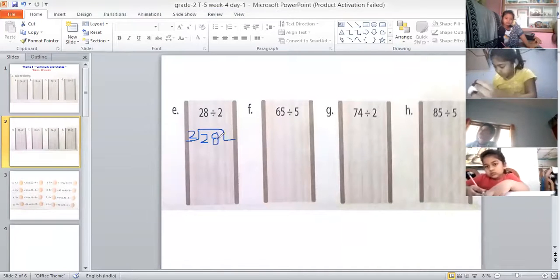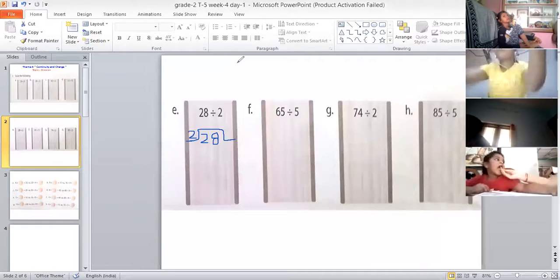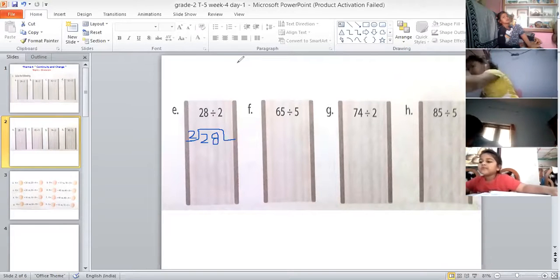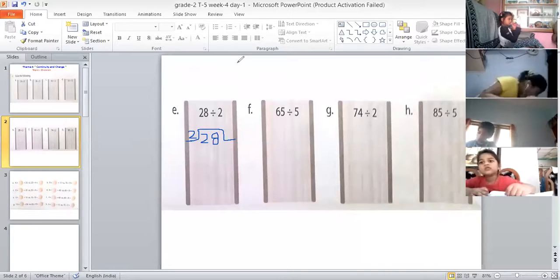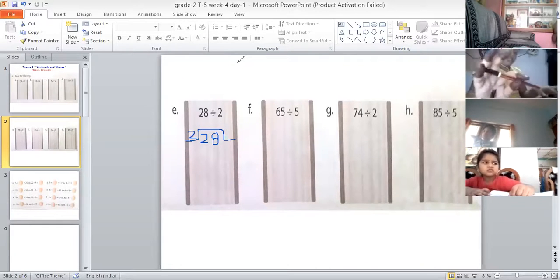Now Zed, tell me, we have 2 and 8 here. Will we take one digit at a time, that is 2, or will we take both the digits together? One digit at a time. Very good. We will not take 28 together. The reason is that here we have to compare the first digit with the outside number, and the outside number is 2 and inside also it's 2. So both the numbers are equal to each other. So definitely we can get 2 in the 2 table.